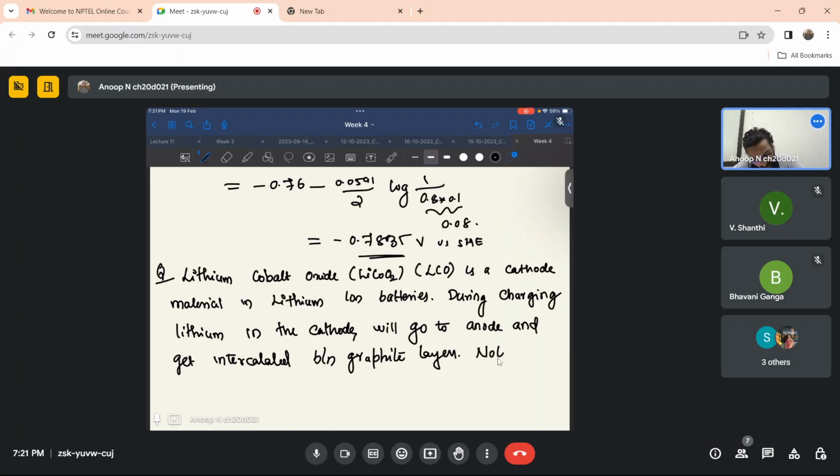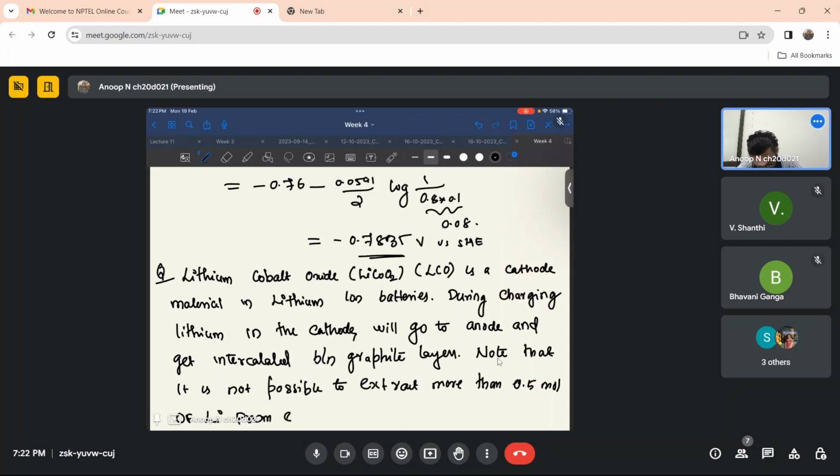Note that it is not possible to extract more than 50 percent, or I'll write it in a better way, more than 0.5 mole of Li from each mole of LiCoO2.